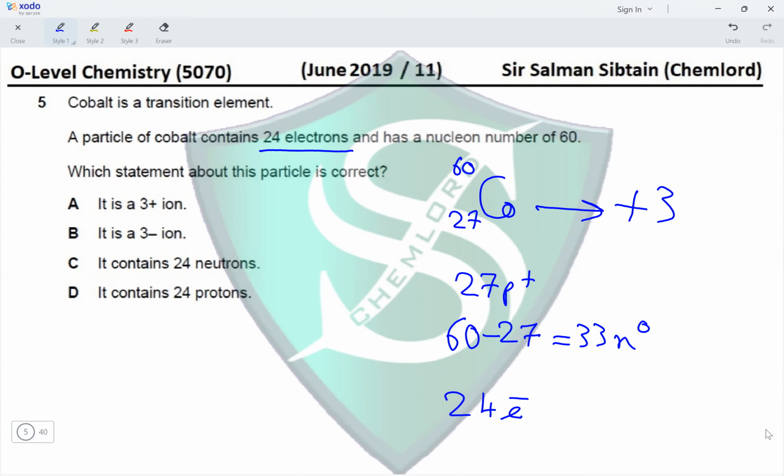So which statement about the particle is correct? It is a positive 3 ion, yes. It is a negative 3 ion, no. Not only because we've already calculated it, also because it is a metal. Metals do not form negative ions. It contains 24 neutrons, no, 33. It contains 24 protons, no, 27. So option A is the correct option for this question.